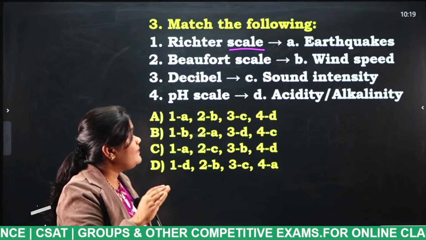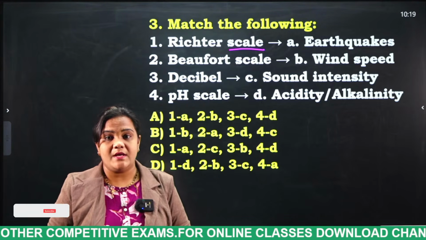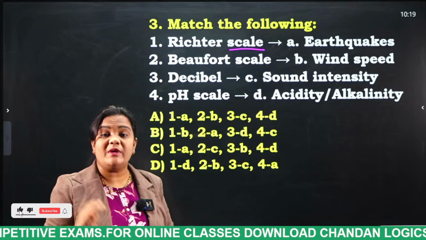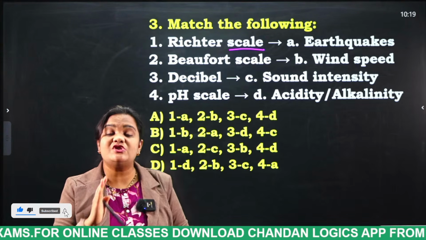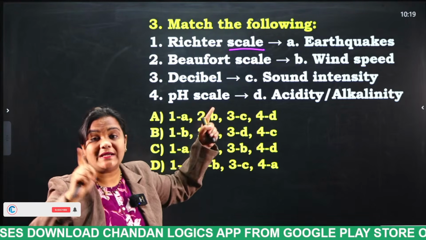In order to measure earthquakes, we use a seismometer or seismograph. In order to measure the wind speed, which type of instrument do we use? Anemometer. Those are instruments, these are scales, don't get confused.